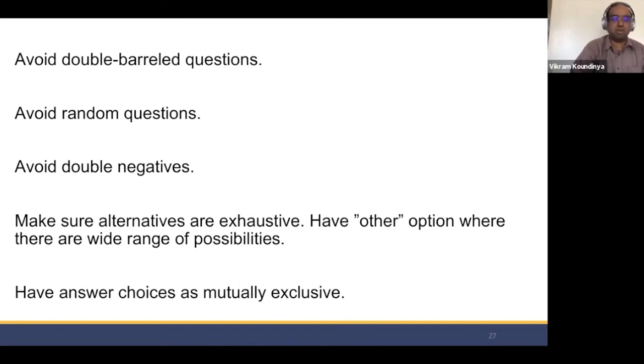And avoid double negatives in a question. We'll see an example in our activity. So this can confuse people. If not the meaning of the question, this can confuse some kind of people.